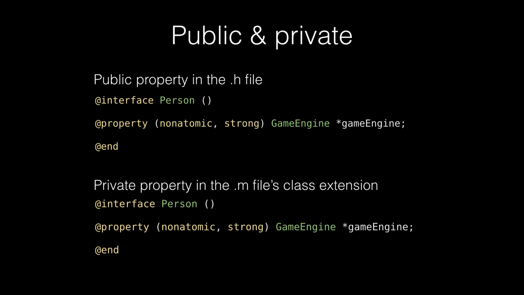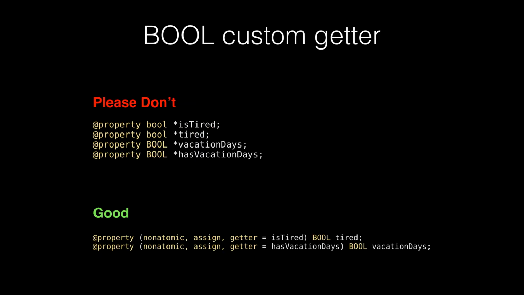When you have public variables, they go in the .h file, and that makes a lot of sense. But when you have private variables in Objective-C, they actually go in the .m file in something called a class extension. And if you do have private methods, you won't even need to put the declarations in your class extension. They don't need a declaration at the top of the file. You could just write the method in the .m file.